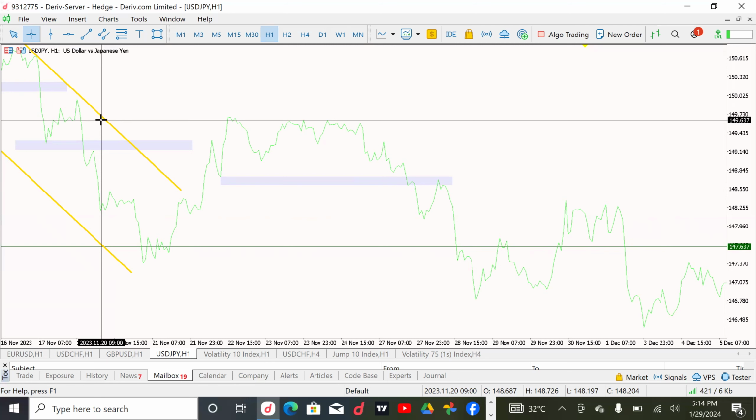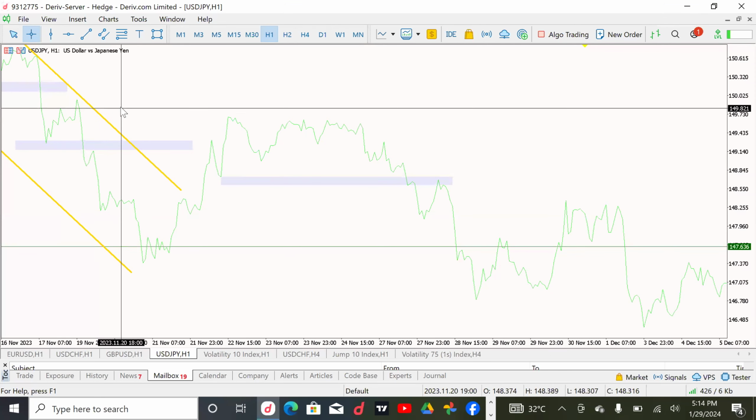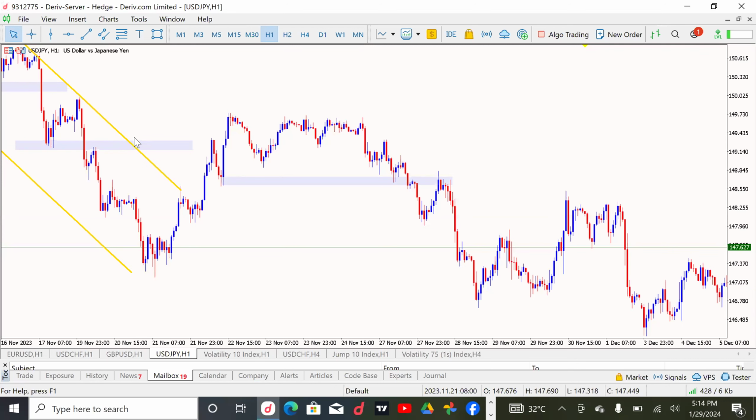I promise to teach you guys both price action and ICT because, to be truthful, I dedicated my time to learning more of ICT. So without wasting more time, let me switch back to the candlestick.